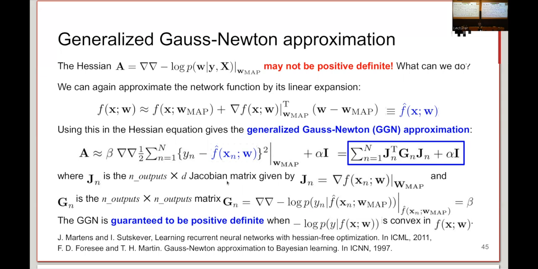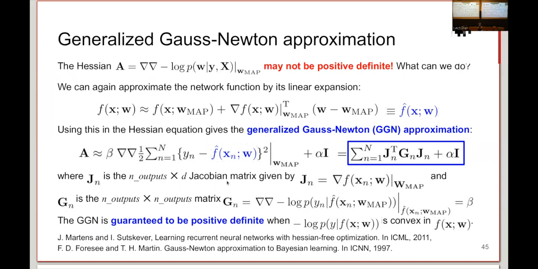I think he was approximating it by numerical differences. So he had some routines to give you gradients, and once you have gradients, you can obtain second derivatives using numerical differences. And he was doing this on small neural networks. One of the problems with this approach is that it requires this Hessian of the log posterior.